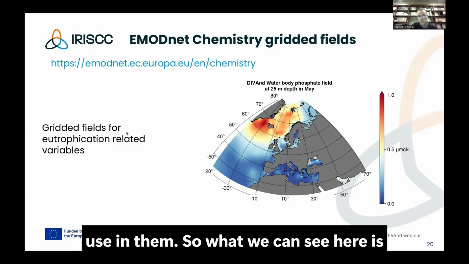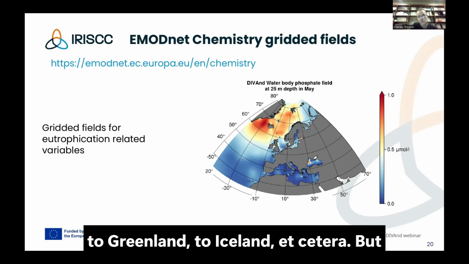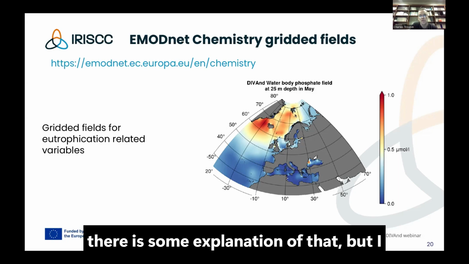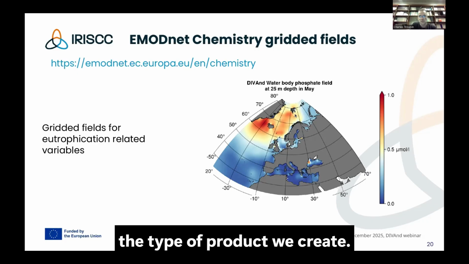So what we can see here is that phosphate concentration is basically higher in the north, close to Greenland, Iceland, etc. There is some explanation for that, but I won't go into details here. But that's the type of product we create.